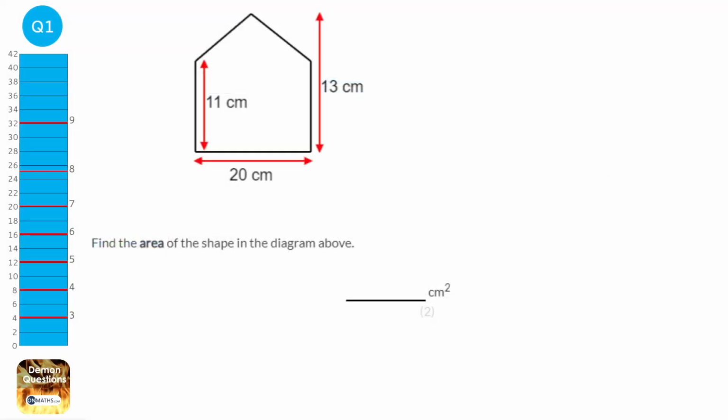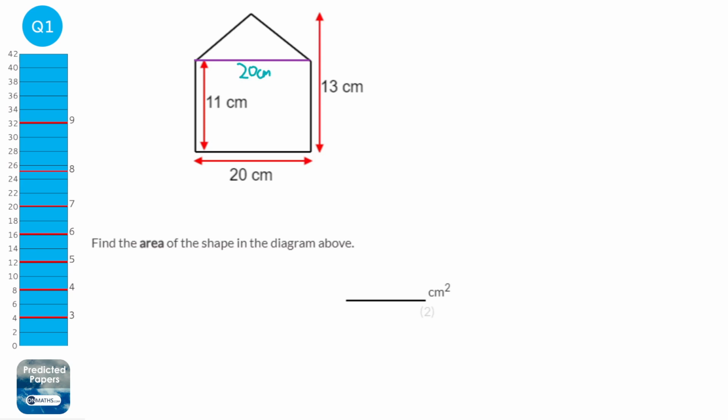To answer this question, we need to cut this shape into two shapes. So we're going to draw a line across here, and we're going to cut it into a rectangle and a triangle. Now we need to first of all label the parts of the triangle. So the width of the triangle, the base, will be the same as the base at the bottom, so that will be 20 centimeters.